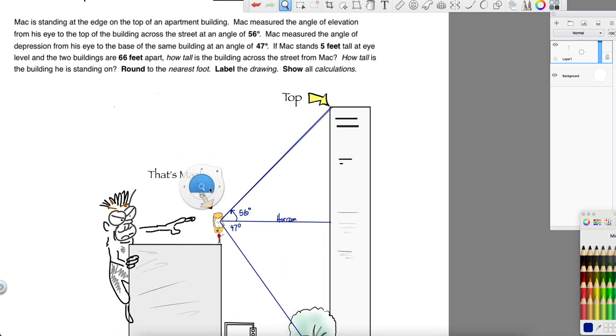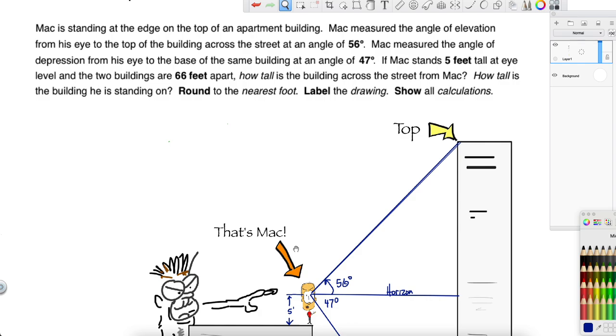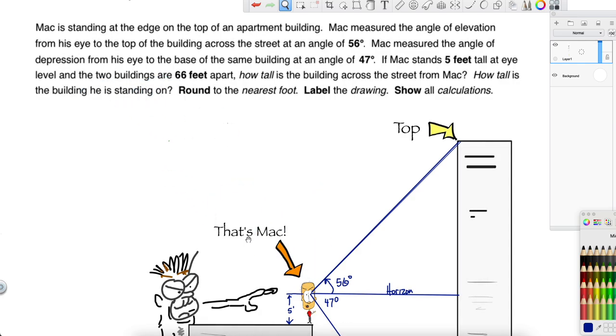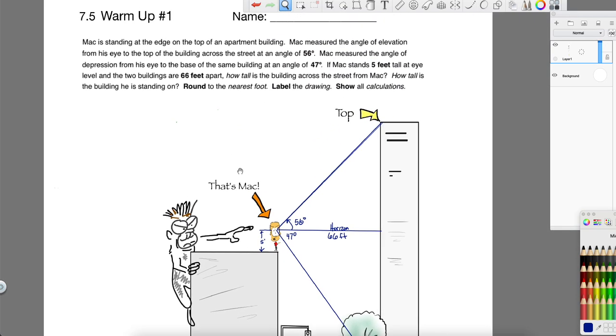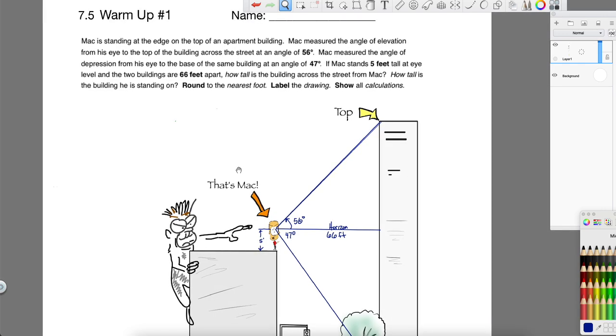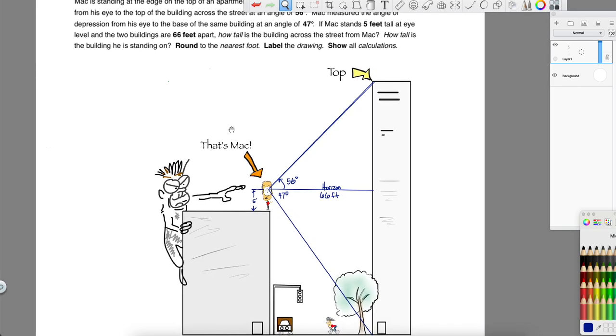If Mack stands 5 feet tall at eye level, okay, so he is 5 feet, so he's standing on top of this building and his eye is 5 feet above the building. And the two buildings are 66 feet apart. So this length right here of this horizontal segment is 66 feet. How tall is the building across the street from Mack? How tall is the building he's standing on? Round to the nearest foot.